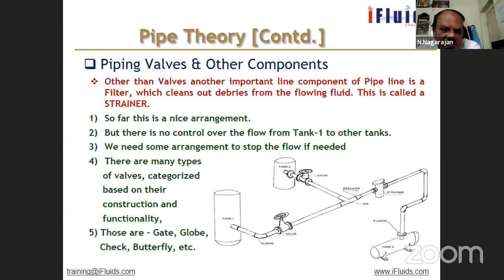Okay, specialty items. So the control is achieved through valves. So that's what we are seeing. There are different types of valves again. We have gate valves, globe valves, check valves, butterfly valves. One more type is the ball valve, which is very popular, very prominent in the oil and gas industry.